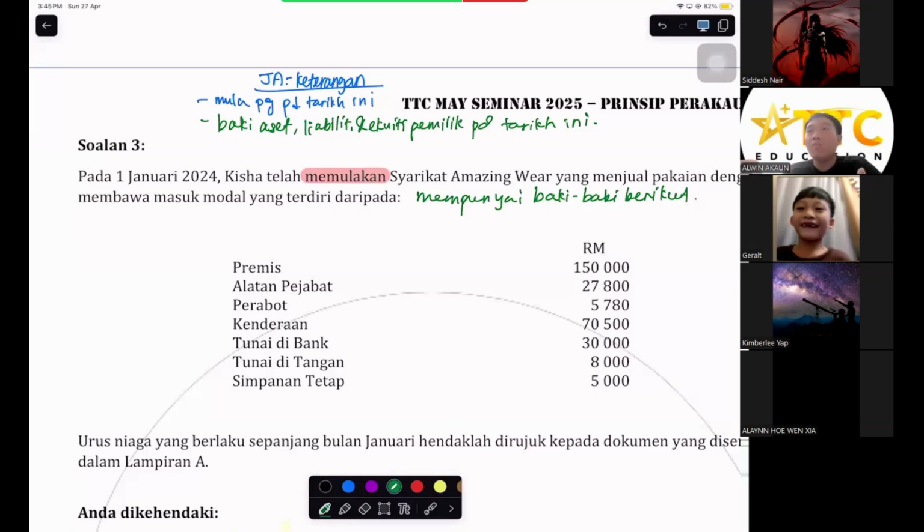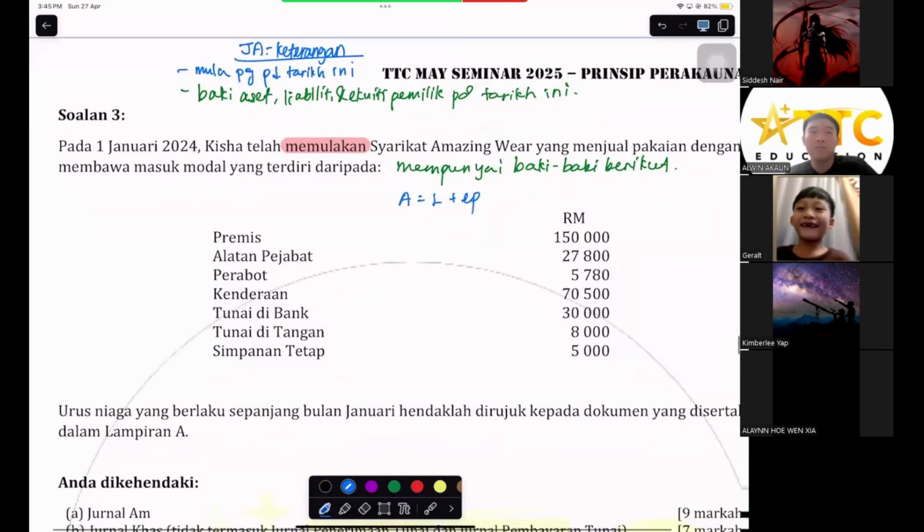Inside the journal am, you'll be doing what? Debit all the asset and credit your liability and your equity pemilik. Because we know asset equals liability plus equity pemilik. So most of the time, you need to find modal. Modal is always playing hide and seek. So how to find modal? All the ones on the left side minus the liability. Then you find the modal.